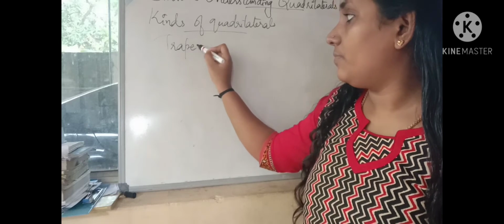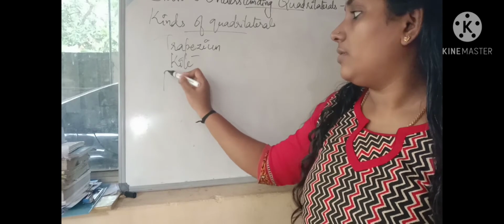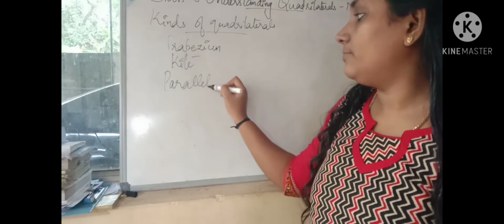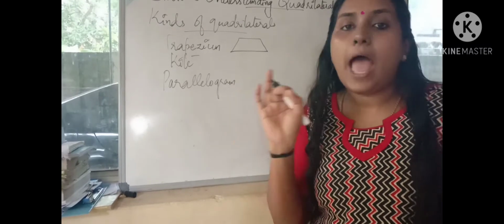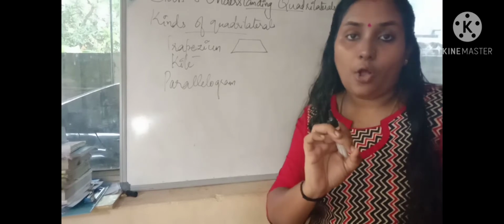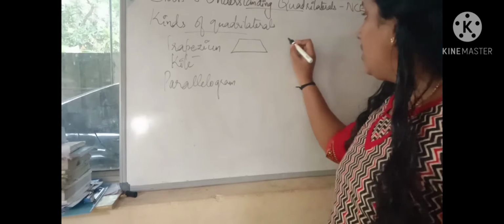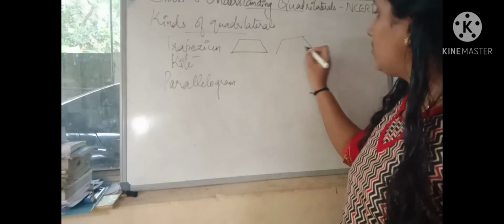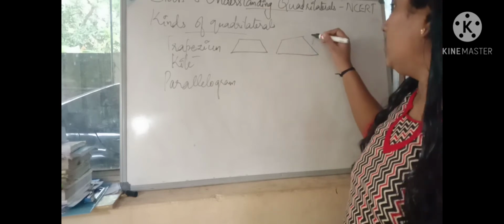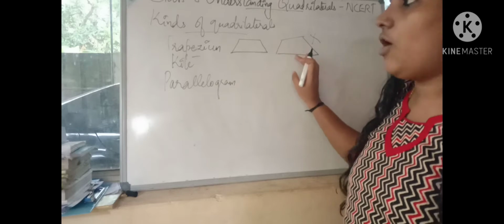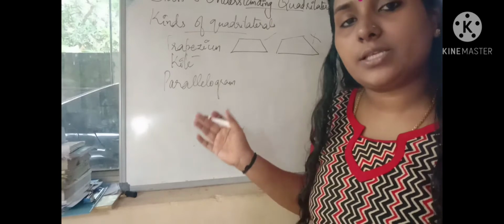Trapezium, kite, parallelogram. The feature of a trapezium is having a pair of parallel sides. See, this is a trapezium. Is this a trapezium? No, this is not a trapezium because it does not have at least a pair of parallel sides. How can we describe this kite?